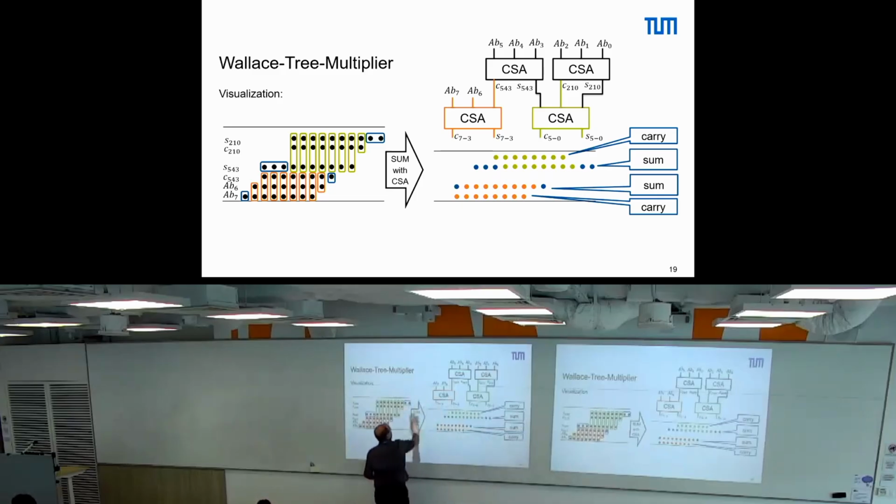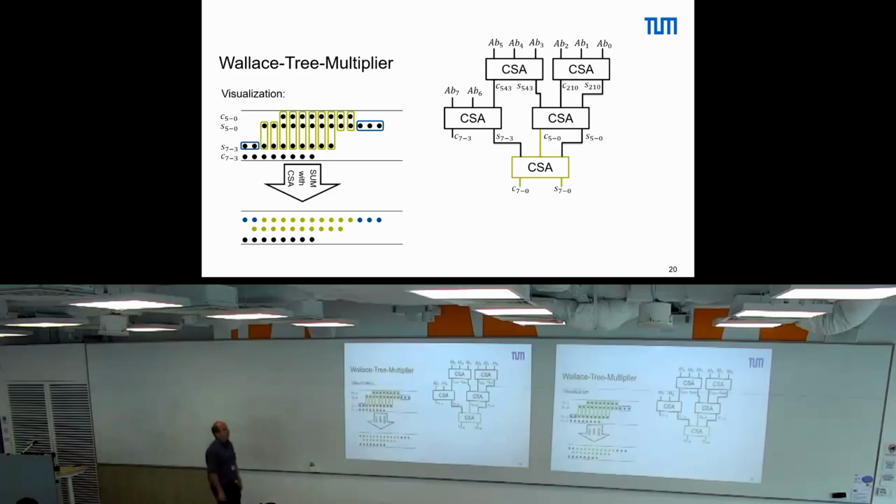Structure-wise, we connect the carries to one carry safe adder, and 2 new inputs. And we connect this sum, this carry, and this sum to the other adder. And then we have some sum bits that are computed from 5 to 0, some carry bits that are computed from 5 to 0, some sum bits that are computed from 7 to 3, and 1 carry that is computed from 7 to 3.